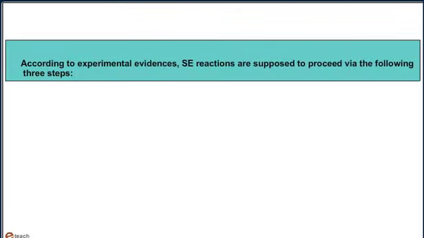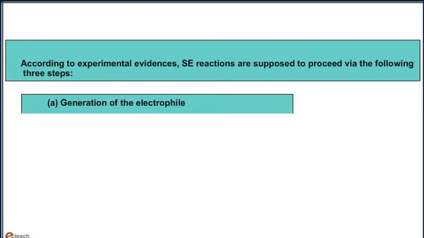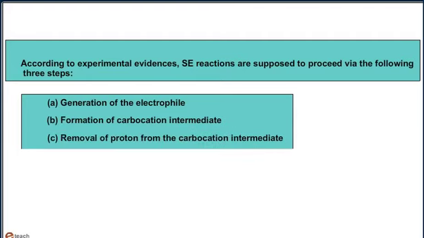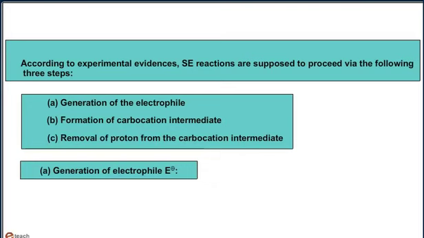According to experimental evidences, SE reactions are supposed to proceed via the following three steps. The first step is generation of the electrophile. The second step is formation of carbocation intermediate. The third step is removal of proton from the carbocation intermediate. The first step is generation of electrophile, that is E+.